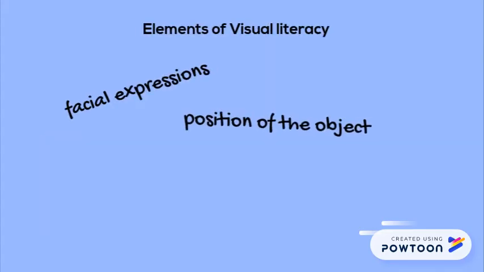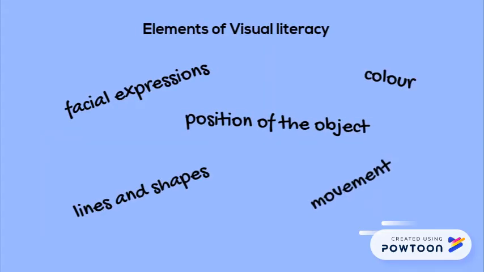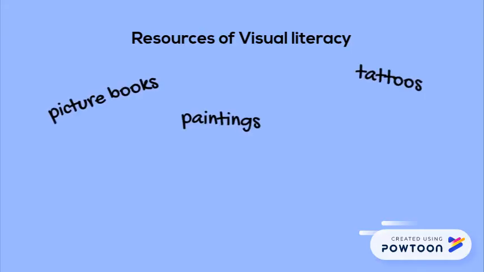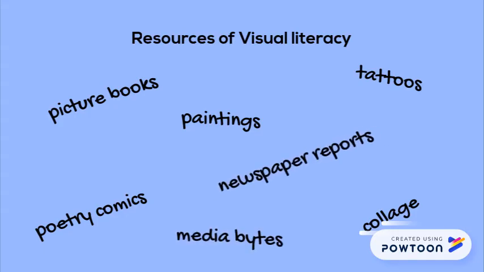The elements of visual literacy are the facial expressions, position of the objects, color, lines and shapes, movement, and the resources include picture books, tattoos, collage, paintings, poetry, comics, media bites, newspaper reports.